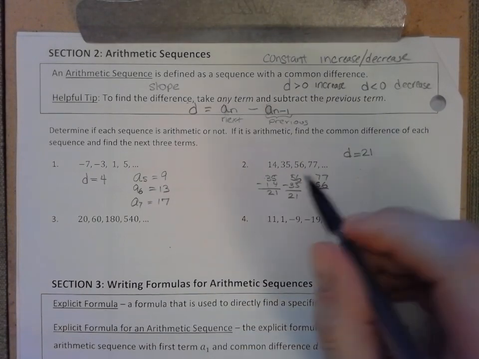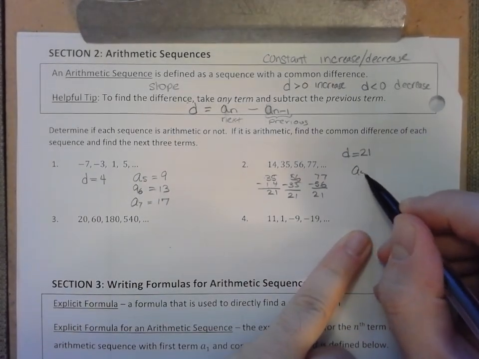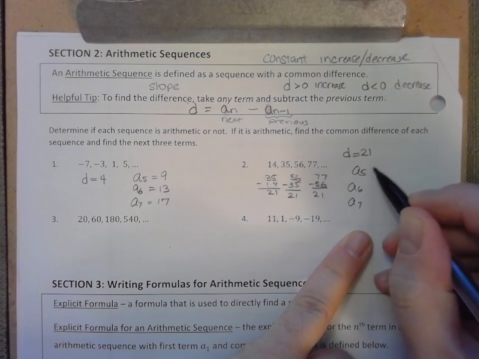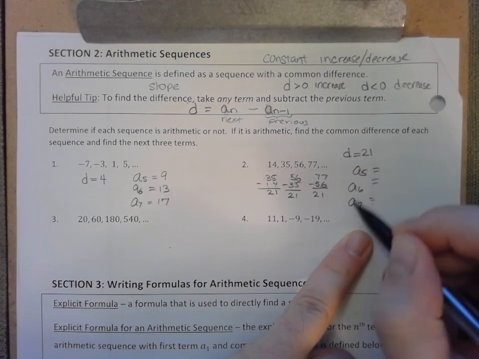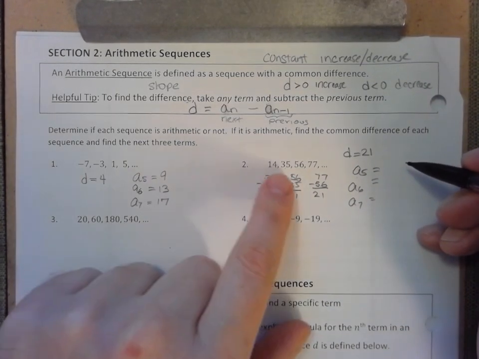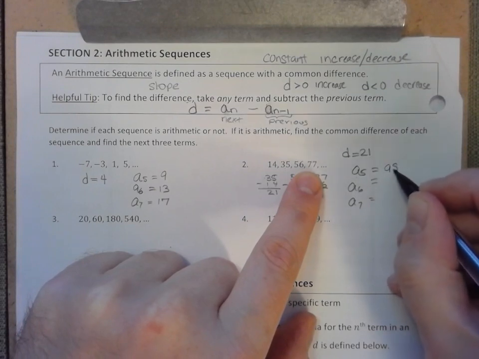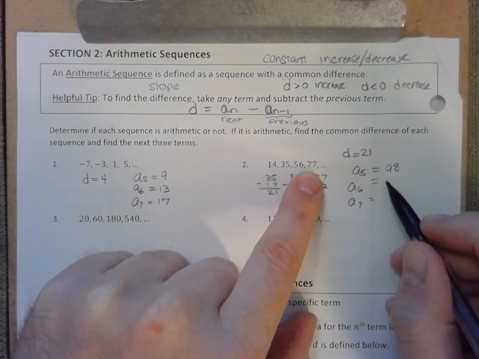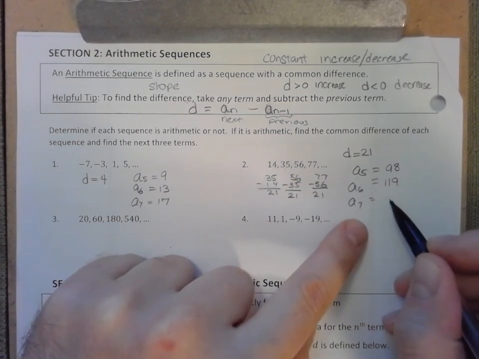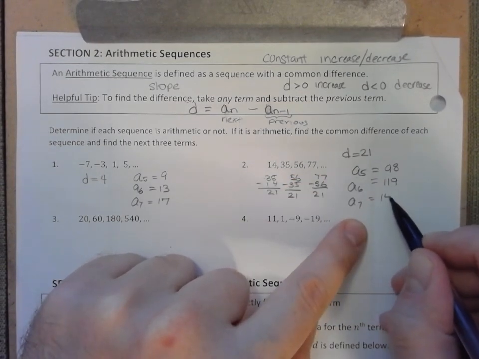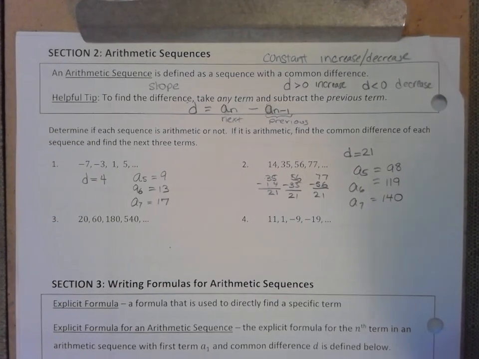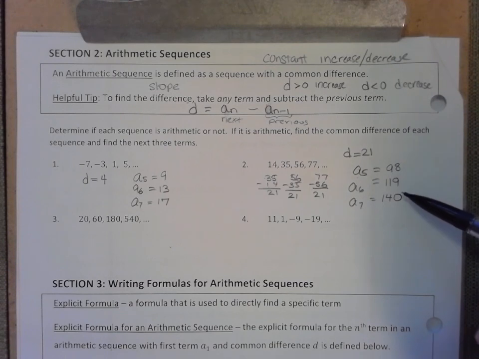Knowing that it's arithmetic, what I can do is write a sub 5, a sub 6, and a sub 7 and find their values, once again using the a's because we know this is an arithmetic sequence. So 21 more than 77 makes 98. 21 more than this is 119. And 21 more than this is 140. Let's double check that and make sure my math is right. If I subtract 119 from 140, I get 21. If I subtract 119 minus 98, I get 21, so I think my work is okay.